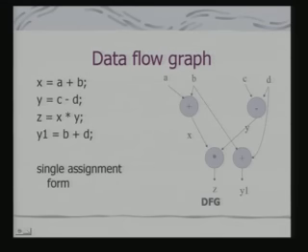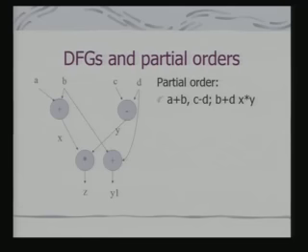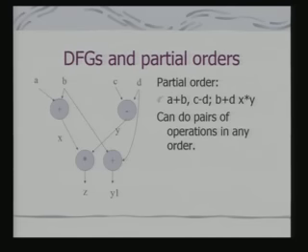Data flow graph is one such model. Now, we can have more such models. So, here is a partial order that we have got. So, effectively what does it mean? We can do pairs of operations in any order. That means the instruction scheduling can be done. And why would I like to do instruction scheduling? Maybe to optimally use my pipeline processor.